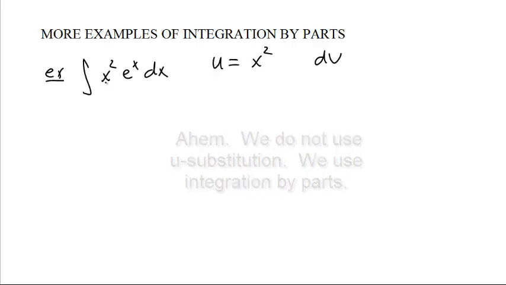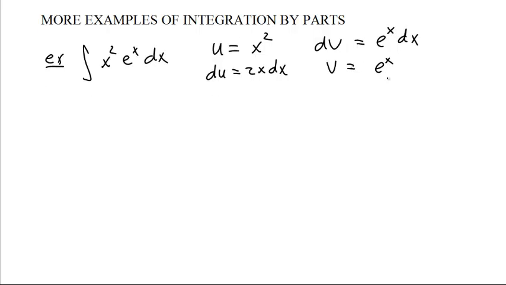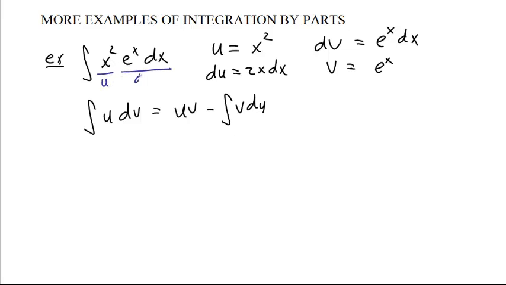So if u is x squared, the whole rest, dv, is e to the x dx. We take the differential of u, du is 2x dx, and v is the integral of this, which is pretty easy. It's just e to the x. So I'll write this just one more time: integral of u dv equals uv minus integral of v du. Here is your u, here is your dv.